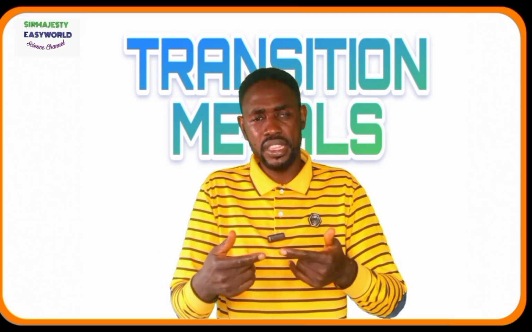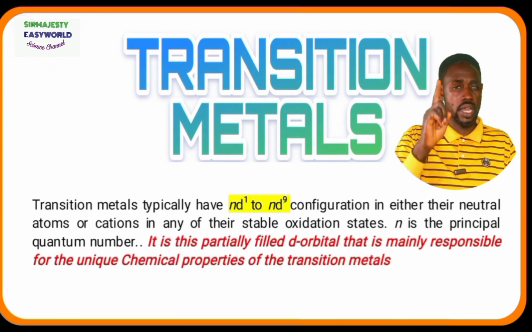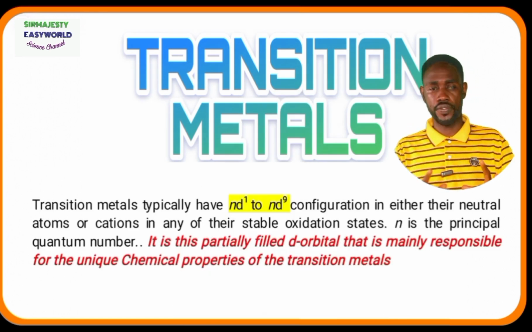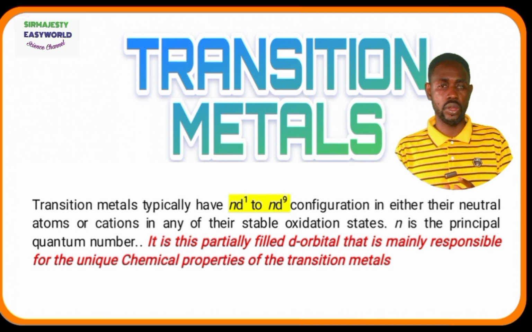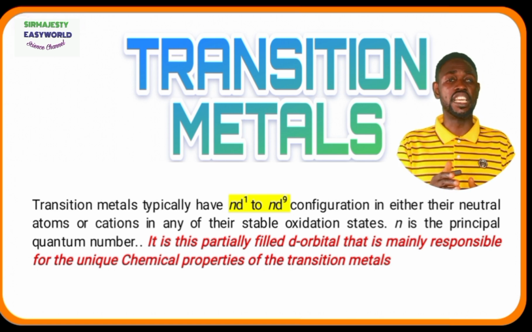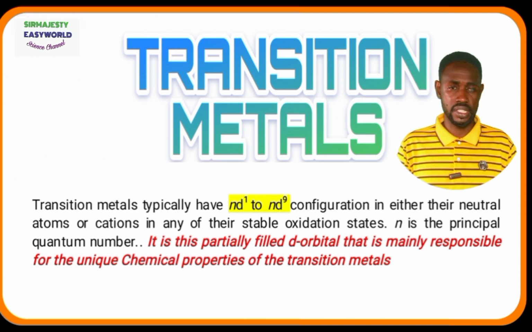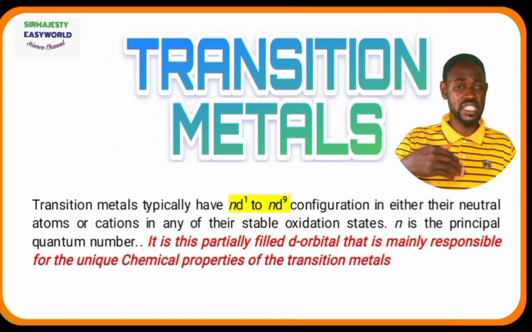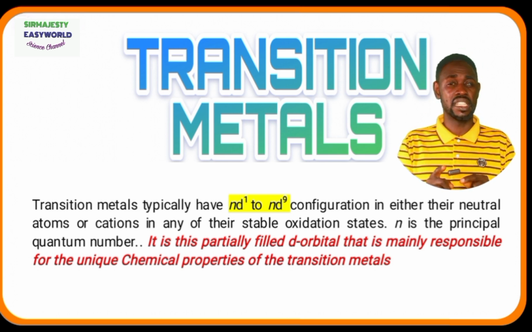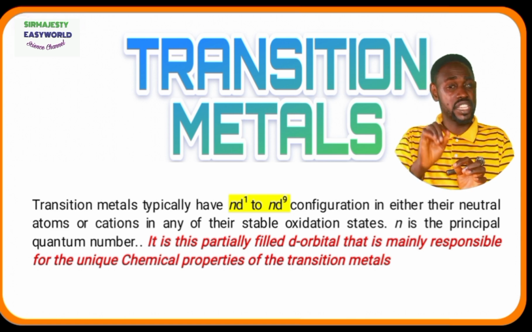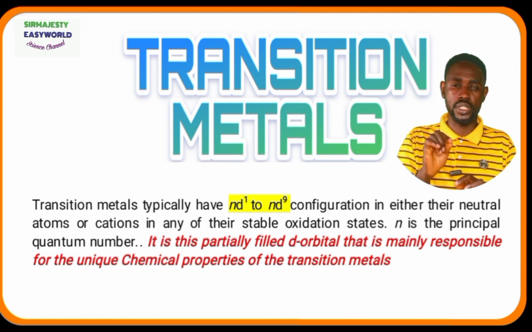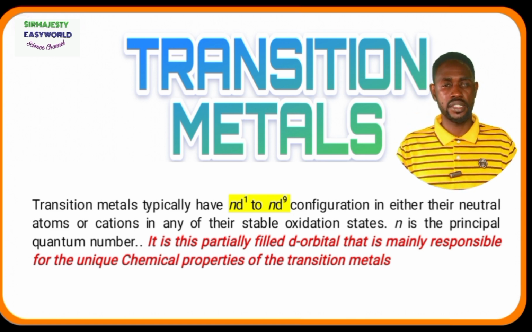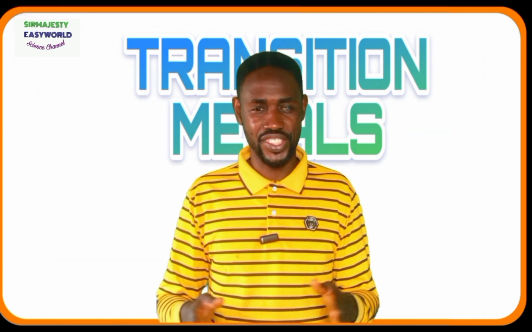So transition metals typically have nd1 to what? nd9 configuration, either in their neutral atoms or in cations in any of their stable oxidation states. n is the principal quantum number. It is these partially filled d orbitals that are mainly responsible for the unique chemical properties of the transition metals that will be discussed in this topic.